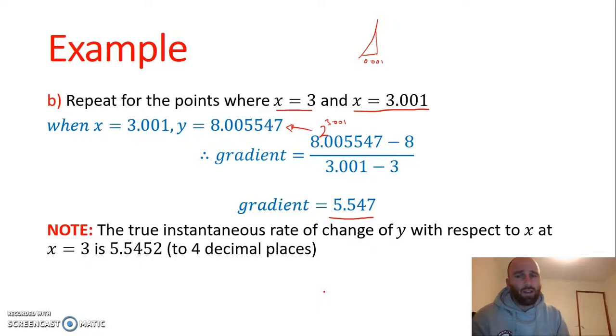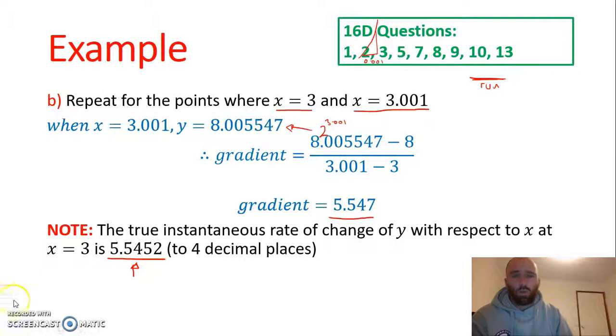What's actually happening is that we're becoming more and more accurate. The actual true instantaneous rate of change is 5.5452, and in a few weeks you'll be able to calculate that yourself. As we shrink the run, as we get smaller and smaller and smaller, our answer becomes more and more accurate, and that's what we're looking for. So we get 5.5452, and that's to 4 decimal places.